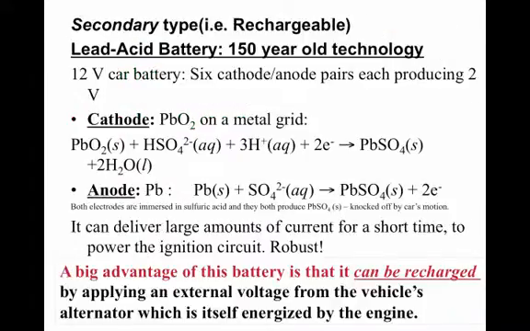The lead-acid battery, she's a 150-year-old technology in your little car, and she works just fine, thank you. And it's kind of funny because they both produce lead sulfate, which is a solid, so it's necessary to get that stuff knocked off of the plates.